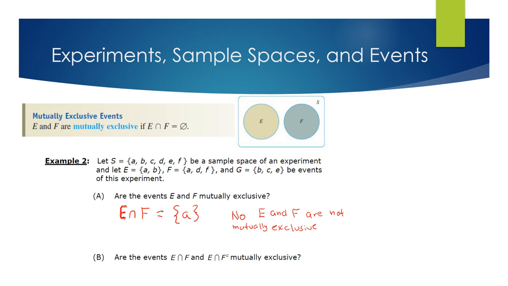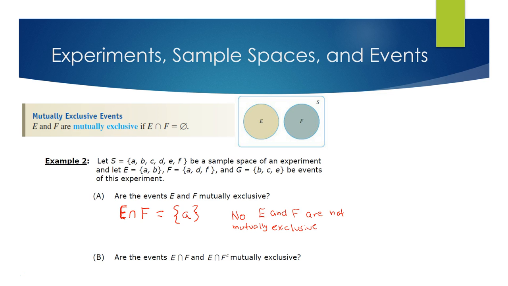A lot of students get confused with mutually exclusive because you're running a test to see if they have an intersection, and if the answer is no, then yes, they are mutually exclusive, or vice versa. Like, okay, well, is there an intersection? Well, yes. So no, they're not mutually exclusive.